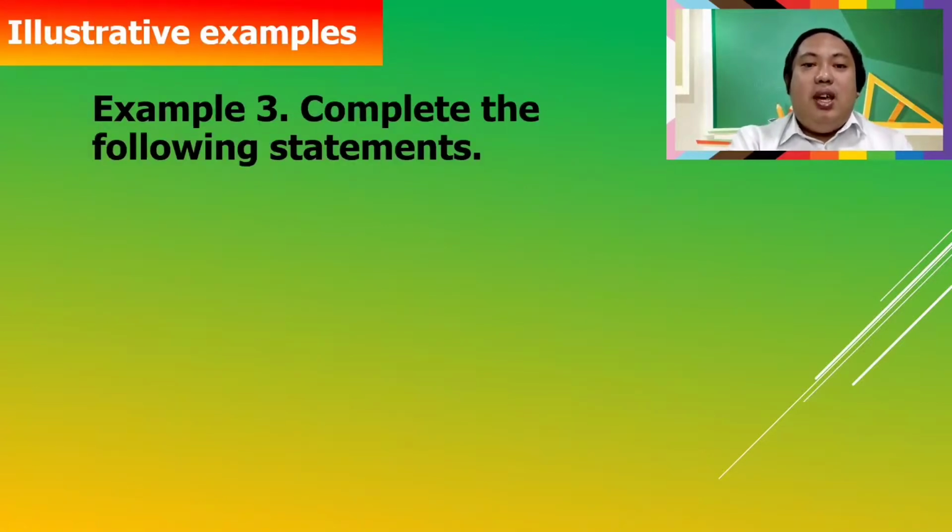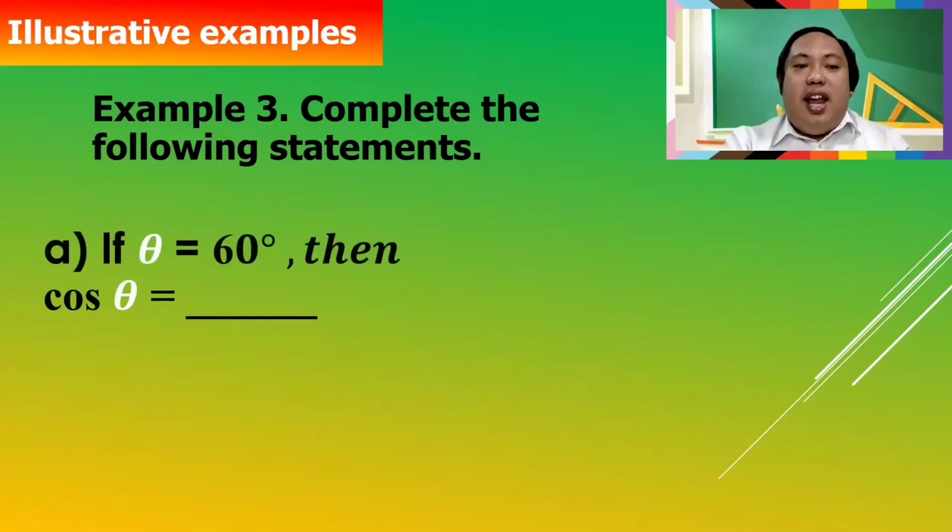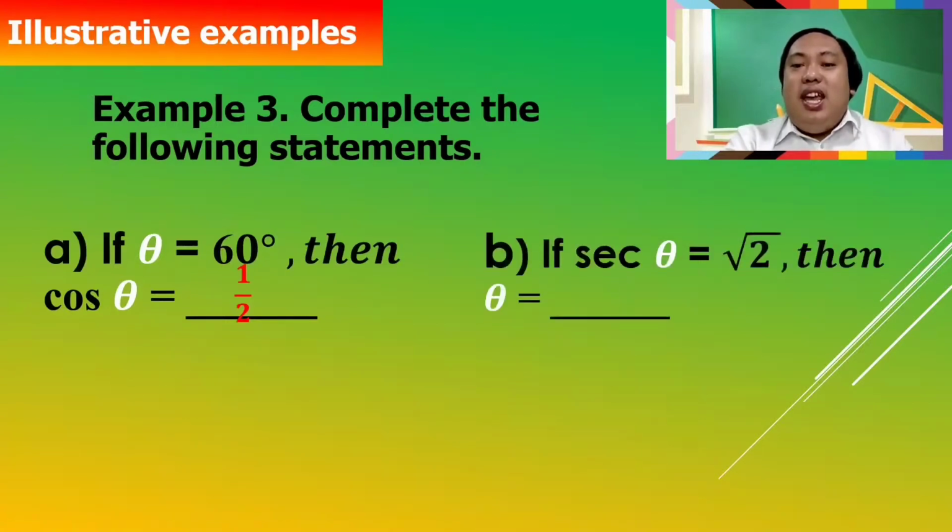Example number 3. Complete the following statements. Letter A. If theta equals 60 degrees, then cosine theta equals, you're correct, 1/2. B. If secant theta equals square root of 2, then theta equals, very good, 45 degrees.